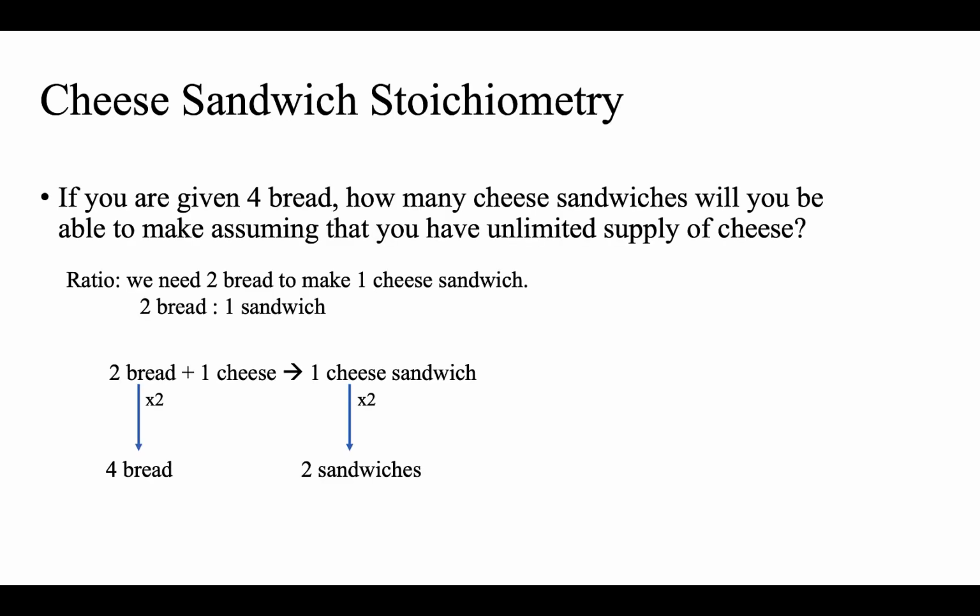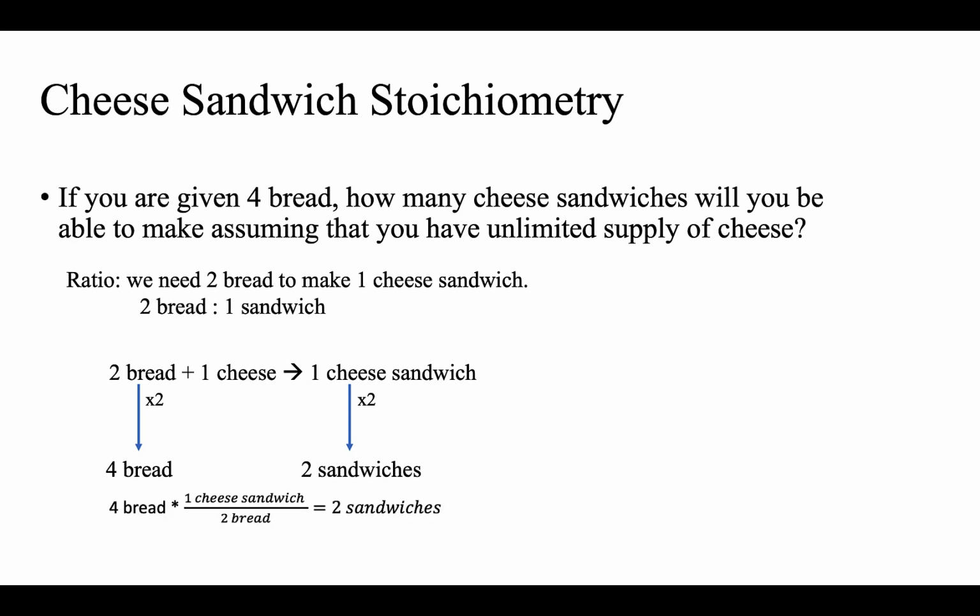So now let's go back to the cheese sandwich stoichiometry problem. If you have been given 4 bread, how many cheese sandwiches would you be able to make, assuming that you have an unlimited supply of cheese? Again, the ratio here is that we need 2 bread to make 1 cheese sandwich. So the ratio between bread and sandwich is 2 to 1. Now you have double the amount of bread, 4 bread, which means you also double the amount of cheese sandwich. So you will have 2 sandwiches instead of 1.